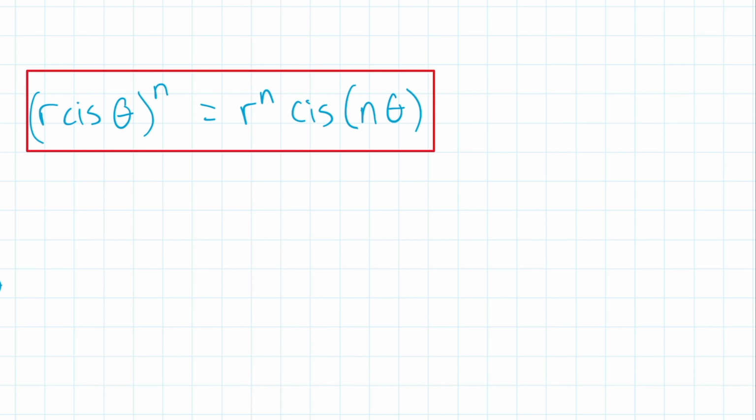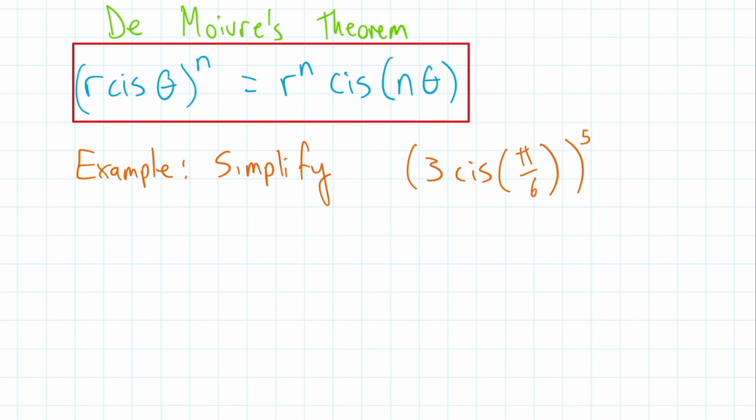If I get a question in Cartesian form and it's raised to an indice, I need to convert to polar form, then I can use De Moivre's theorem. Okay, let's solve this example question. Simplify 3 cis pi on 6, all raised to the power of 5. I have De Moivre's theorem, the formula for that just above my question.